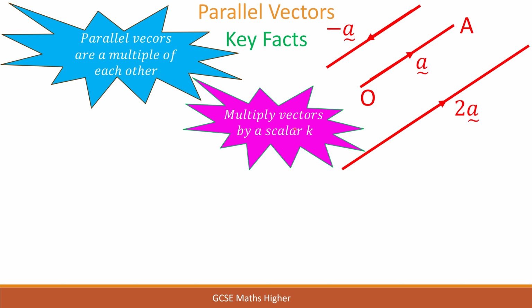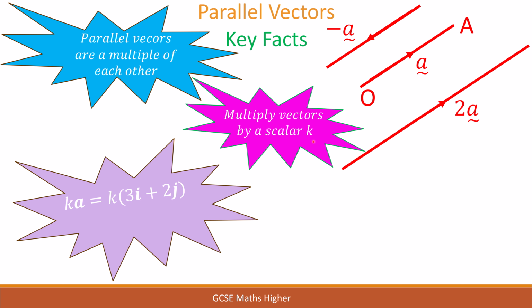Now, if I multiply a vector by a scalar, the word scalar means any number. So this scalar here, k, is any number. So if I take the original vector that we were looking at before, 3i plus 2j, remember when you write it down, you have to put squiggles underneath. When we multiply by k, it means we're going to expand the brackets. So we're going to do k times 3i, which is going to give me 3ki, plus k times 2j, which is going to give me 2kj.